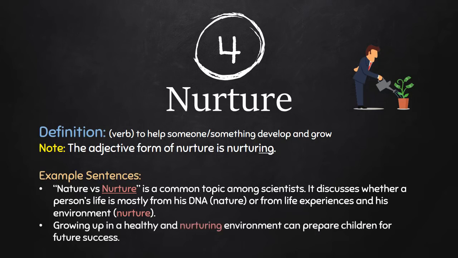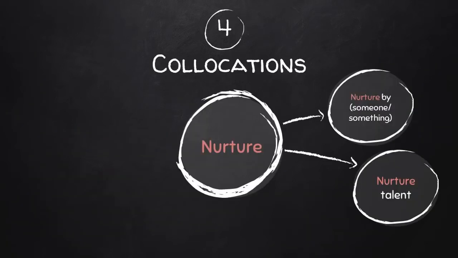Next sentence. Growing up in a healthy and nurturing environment can prepare children for future success. Here we're using nurture in its adjective form, nurturing, next to environment. Collocations. We have nurture by someone or nurture by something, and to nurture talent.